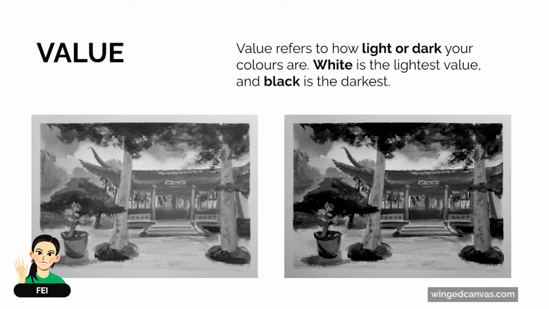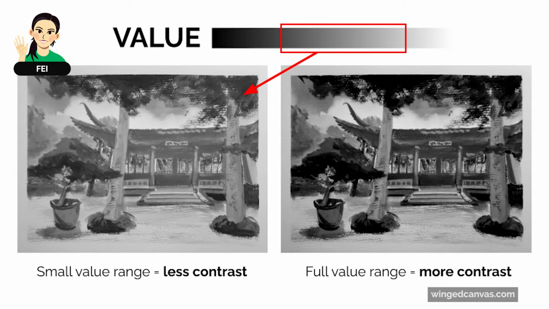So value is an element of art that refers to how light or dark a color is. Now, if you look at the example on the left, this painting has a very small value range. So that means that the lightest light is a light gray and the darkest dark is a dark gray. Whereas the image on the right has a full value range, meaning the lightest light is white and the darkest dark is black. So the painting on the right has a lot more contrast and is usually more visually appealing.